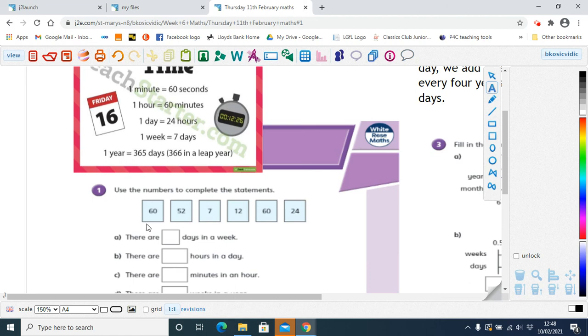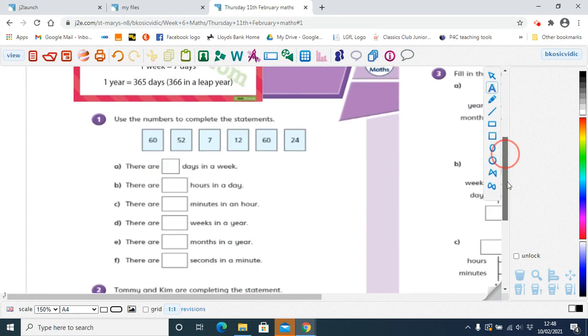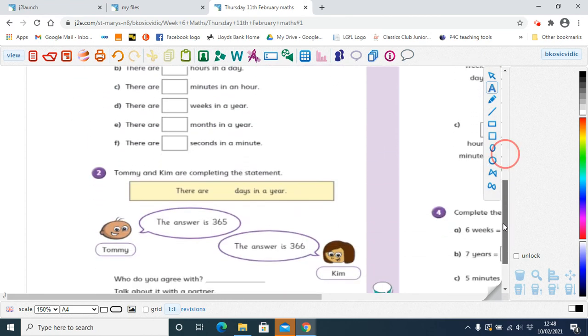I suggest that as you go along, you cross out any numbers, any values that you have already used. So, for example, if you have put 7 in question 1a, you simply cross that out, so that is going to reduce the amount of options that you have got, and in the end you will be left with only a few choices.